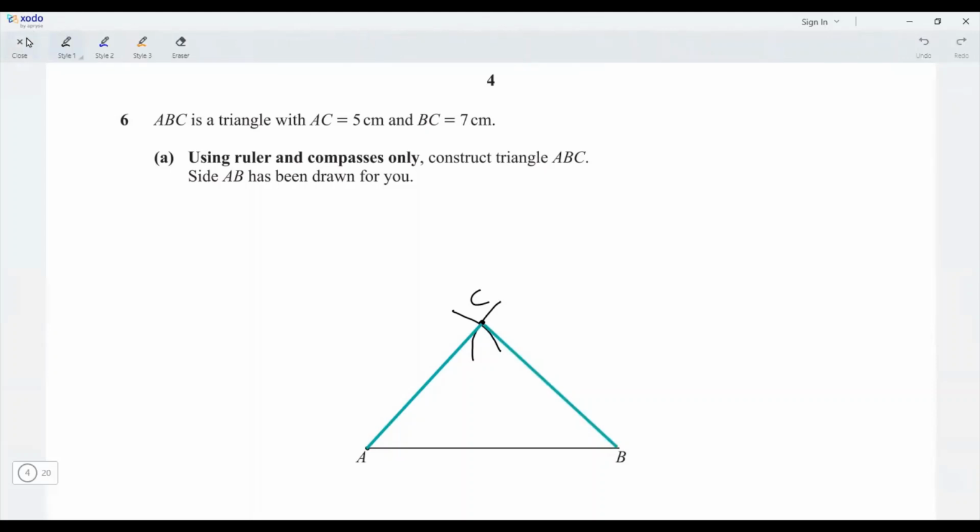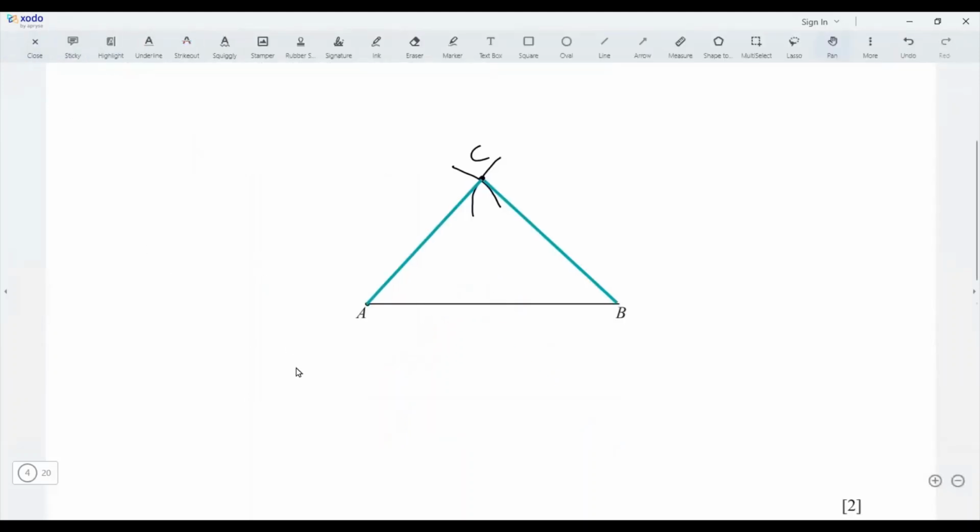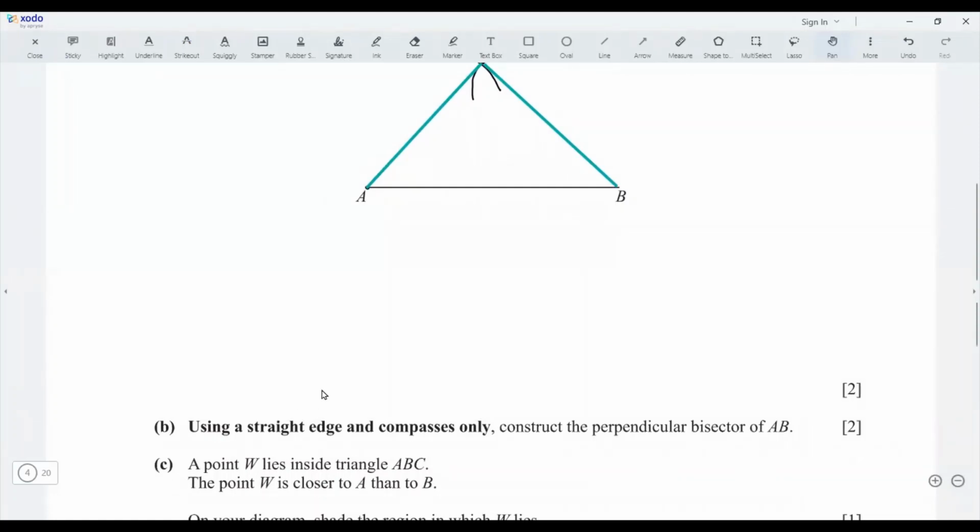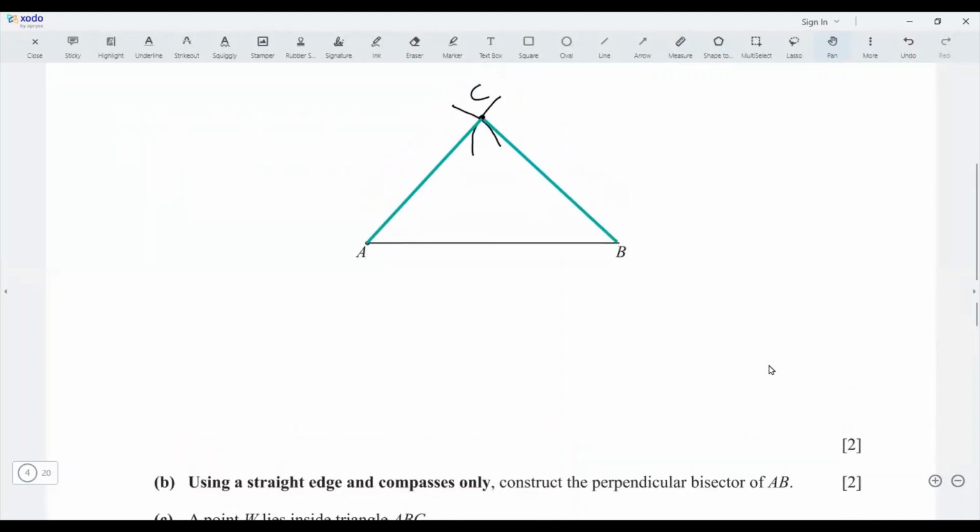That is part A. So moving ahead to part B, what do we have to do in part B? In part B, use a straight edge and compasses only. Only compass must be used. Construct the perpendicular bisector. Perpendicular means we have to draw a 90-degree line, and bisector means cutting into half.